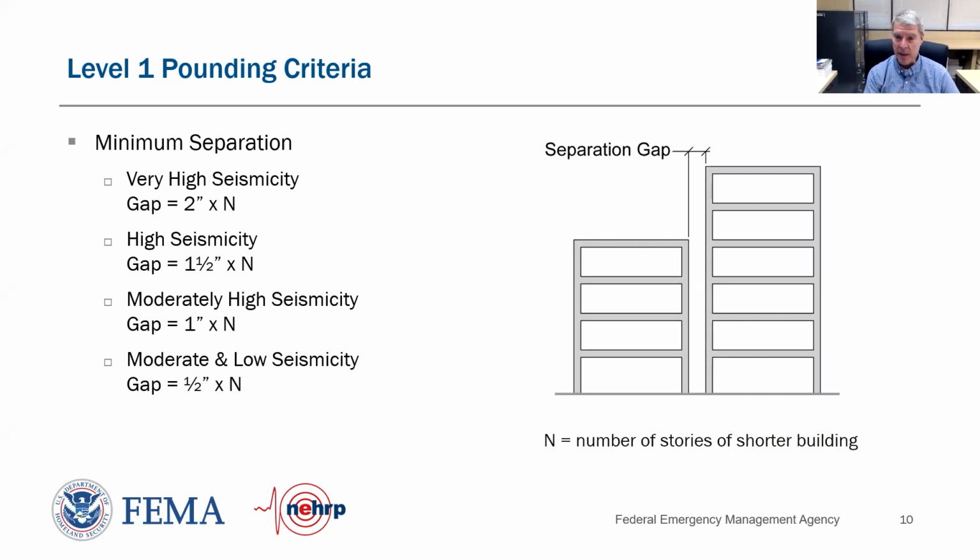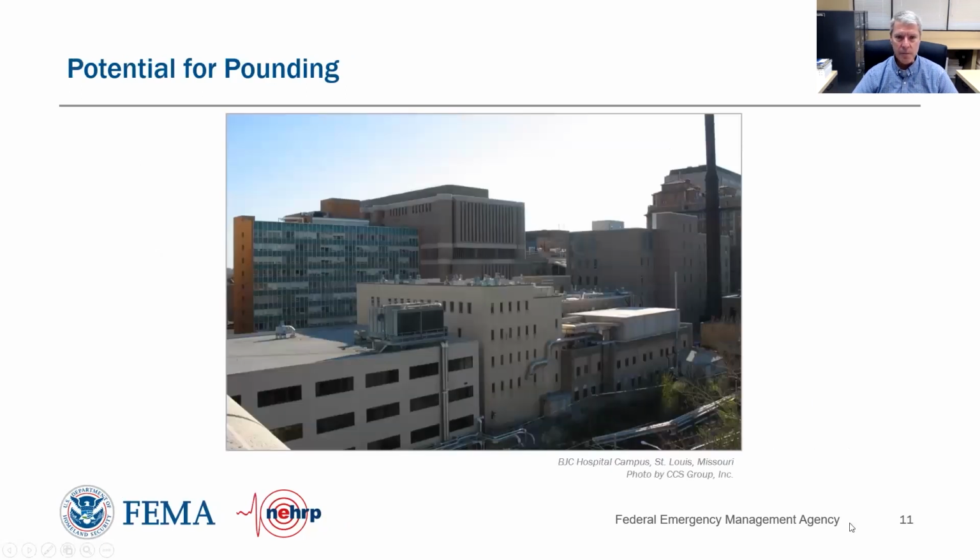If we have less gap than that, then we flag this as a pounding potential on our form, and it's recorded as other hazards. It's not scored again, but we record the fact that we have a small separation gap or adjacency issue.